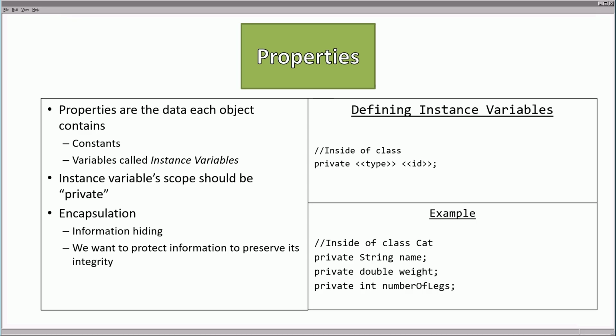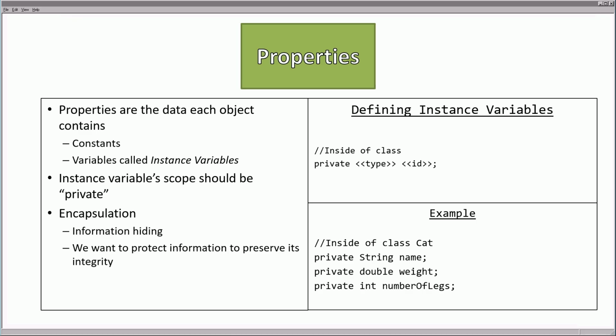Once you have defined the class, you should write the properties. The properties are the data that each object contains, and these can be constants or variables, and these are called instance variables. We're going to mostly focus on instance variables. Instance variable scope should always be private. The reason we do this is because of a concept in object-oriented programming called encapsulation. Encapsulation means information hiding. So what we want to do is protect information, that way we preserve its integrity. We want to make sure that we error check all the properties, so that this class or the instances that we call objects behave in the way that we intend.